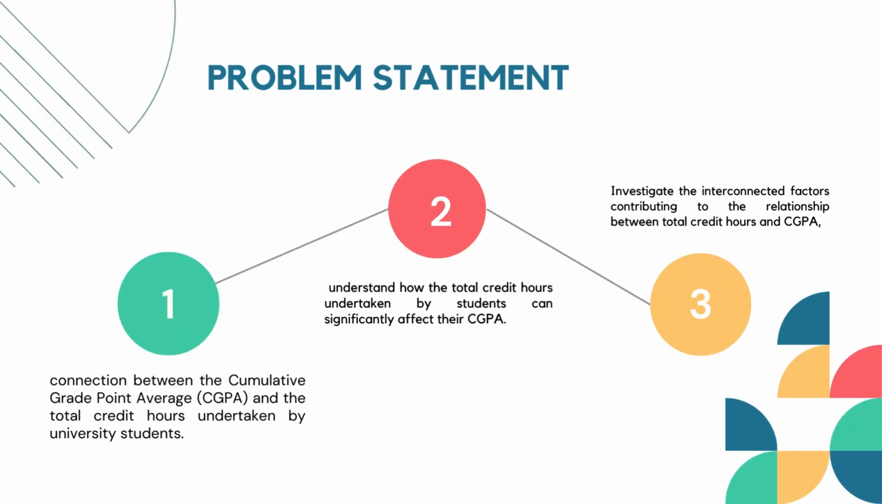We have three problem statements. Number one is the connection between CGPA and the total credit hour undertaken by university student. Number two is understand how the total credit hours undertaken by student can significantly affect their CGPA. And lastly, number three, investigate the interconnected factor contributing to the relationship between total credit hour and CGPA.